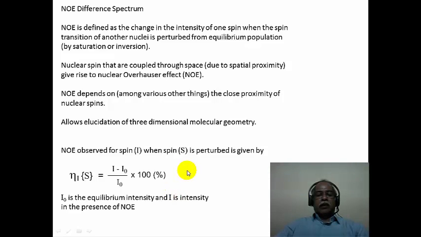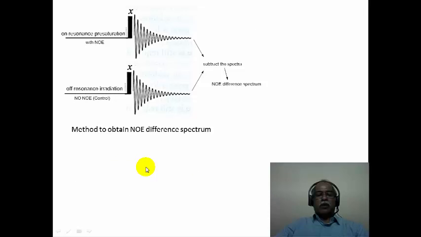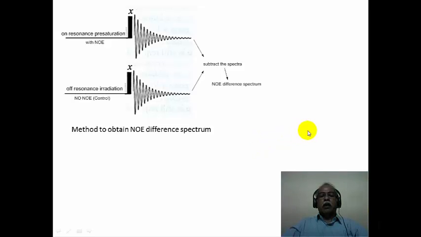Now, therefore, it is necessary to measure the spectrum under the nuclear Overhauser effect condition as well as in the absence of nuclear Overhauser effect. In order to be able to ascertain the nuclear Overhauser effect being felt in the spectrum, it is necessary to obtain a difference spectrum. In other words, you record the spectrum under the conditions where the nuclear Overhauser effect will be present, and record the spectrum once again under conditions where nuclear Overhauser effect will be absent. Take the difference spectrum that corresponds to the NOE difference spectrum.